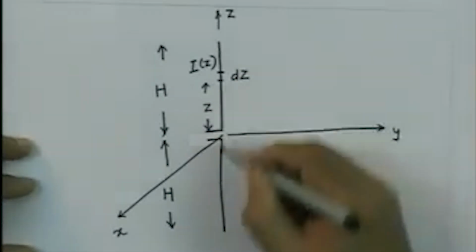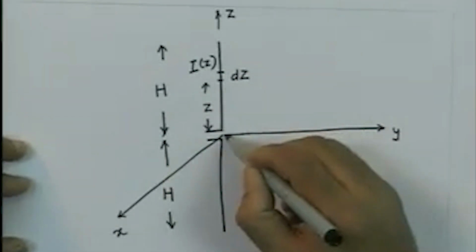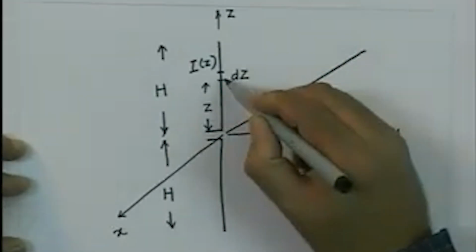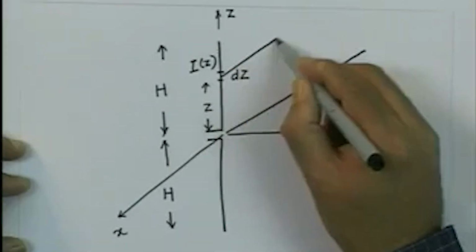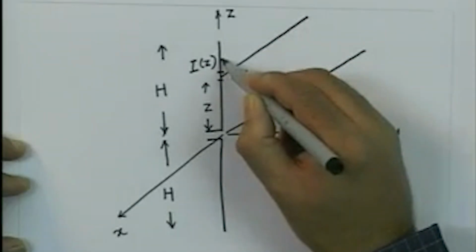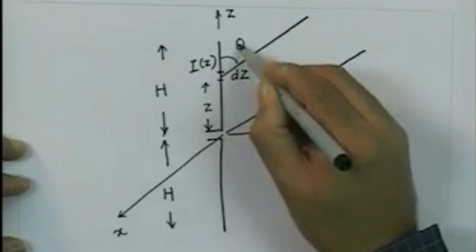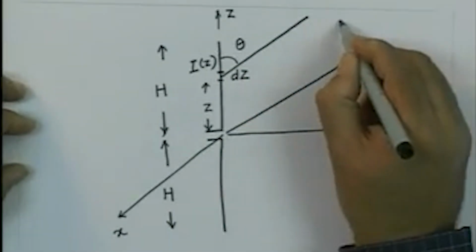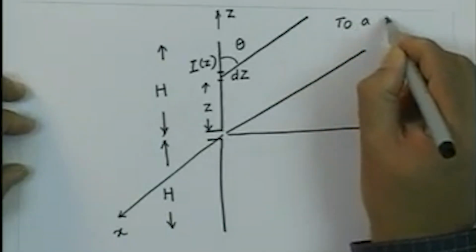So, let us say I measure all the distances from the center of this dipole, and let us say I want to measure a field at a very far away point in the direction which makes an angle theta with respect to the z axis. So, these are to a far away point.